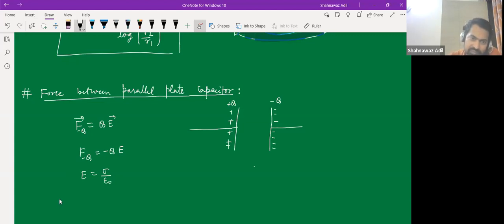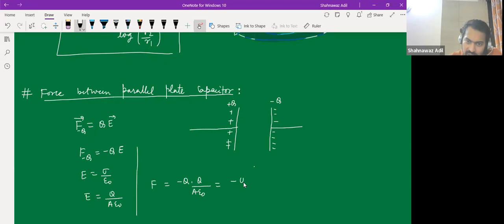Correct? Yes. So then sigma is how much? Sigma is due to this charge, so this is Q by A and epsilon naught. So then what would be force? Force would be minus Q and Q by A epsilon naught. So this is how much? Minus Q square by A epsilon naught. This is the force on minus Q charge due to this.